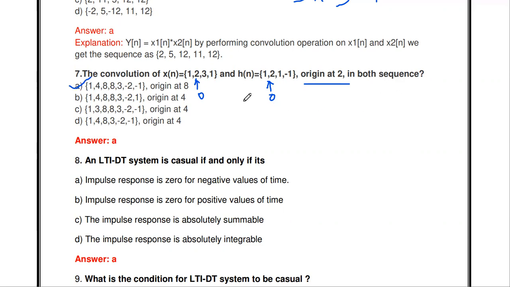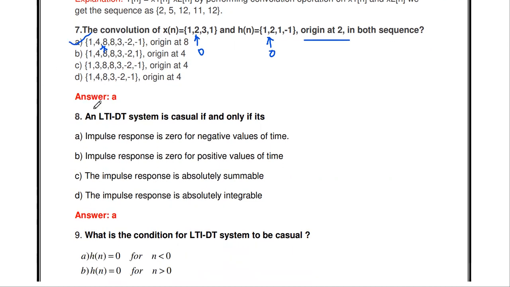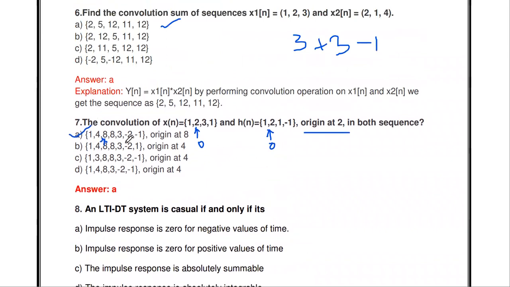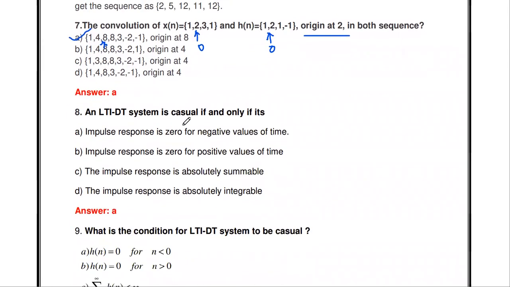Okay, if an arrow is mentioned in the problem, then instead of mentioning origin at 8, there will be an arrow given under this 8. Similar to this, the answer will be given, so you just mark this one. A is the correct answer. So these are all the convolution sum problems. It is also an important 2-mark problem in this 5th unit. Okay, so the next question.